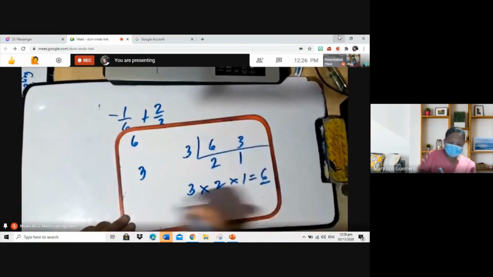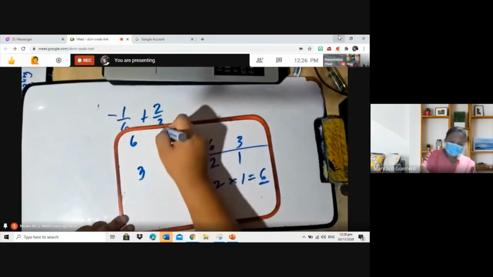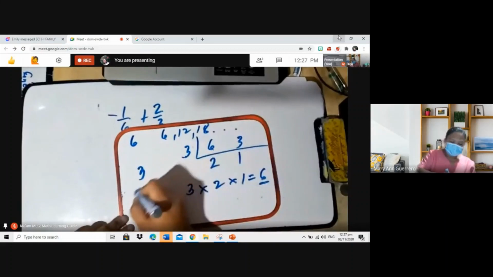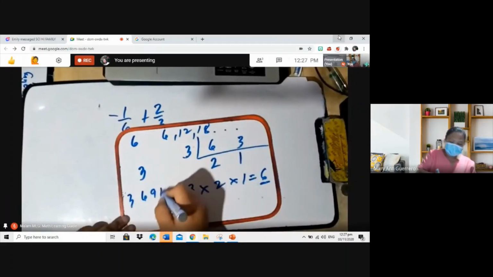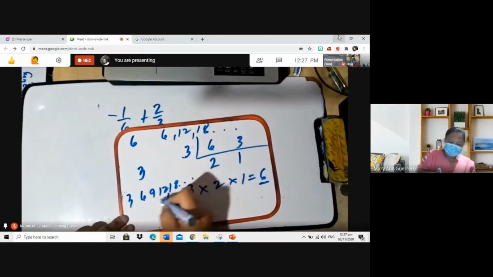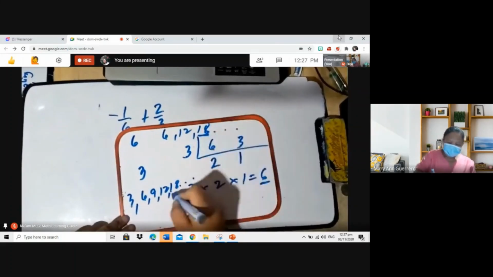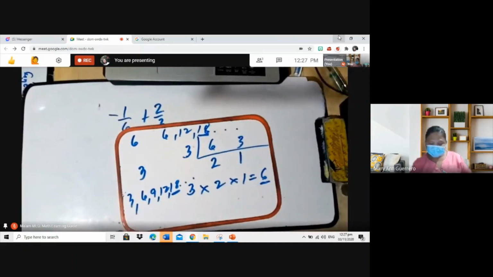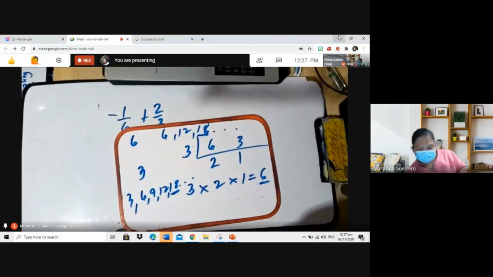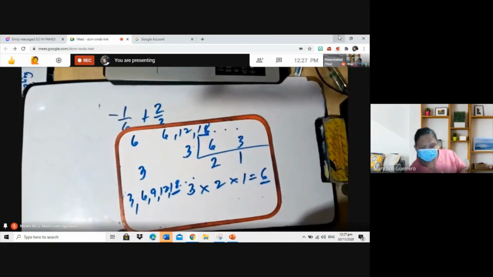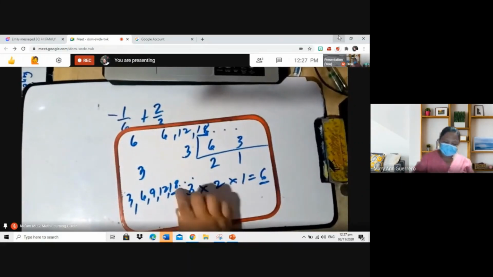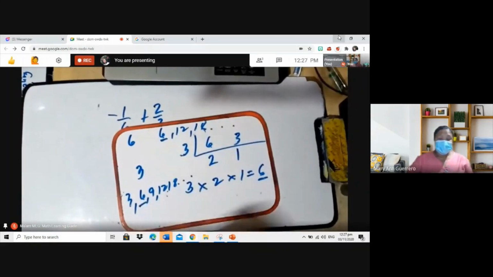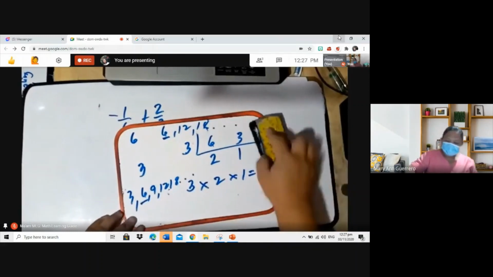By the LCM, we have 6, 12, 18, and so on. Ito naman ay 3, 6, 9, 12, 18, and so on. Okay? So the LCD is 6. This is the common multiple.